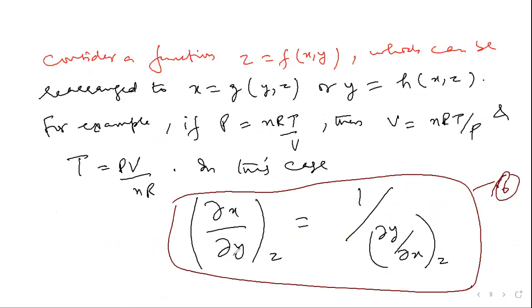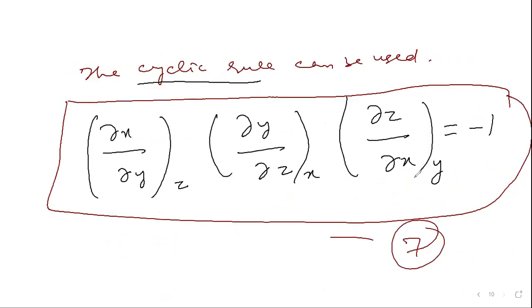And we said if we have such a kind of function where you can switch your variables like this, you can express z as a function of xy, or x as a function of yz, or y as a function of xz, then you can use the properties expressed by equation 6, and you can also use the cyclic rule expressed by equation 7, right?